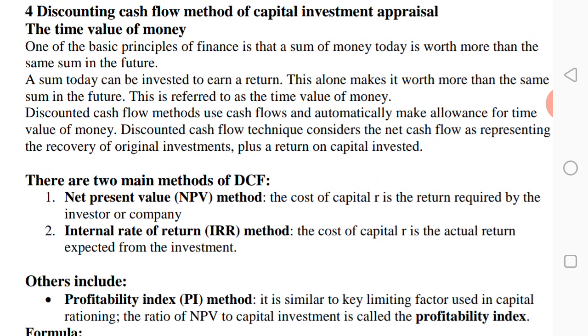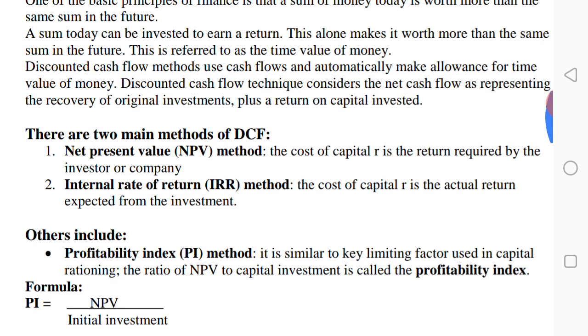Because if you keep 1,000 naira today in the bank or in an investment, in 20 years' time the investment can yield 10,000, it can yield 100,000. That's why we said 1,000 naira today is better than 1,000 naira in 20 years' time. This alone makes it worth more than the same sum in the future. This refers to the time value of money. Here we are saying money today will be worth more in the future because of the return the money will yield. Discounted cash flow method uses cash flows and automatically makes allowance for the time value of money.